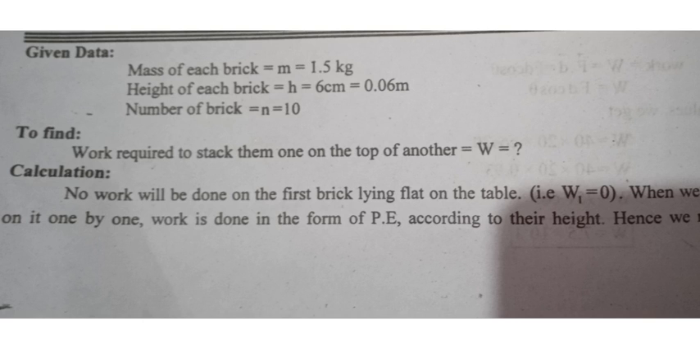In this case the mass of each brick is m equal to 1.5 kg, height of each brick h is equal to 6 cm, that is equal to 0.06 meters, and number of bricks is 10. So no work will be done on the first brick lying flat on the table.